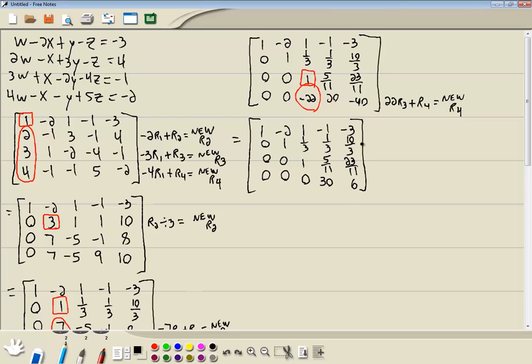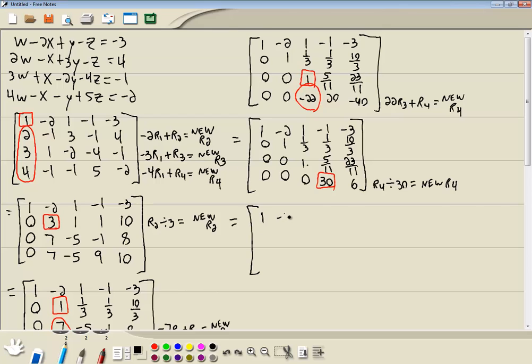I was thinking it might give us 2 or something like that, but if I didn't make a mistake on that. Why didn't that come out nicer? Oh well, I'll just continue. Okay, 1 here, 0's below it, 1 here, 0's below it, 1 here, 0's below it. So our next step is we want to get a 1 here. So we're going to divide everything in that row by 30. So we'll take row 4, divide by 30, and that's going to give us our new row 4.